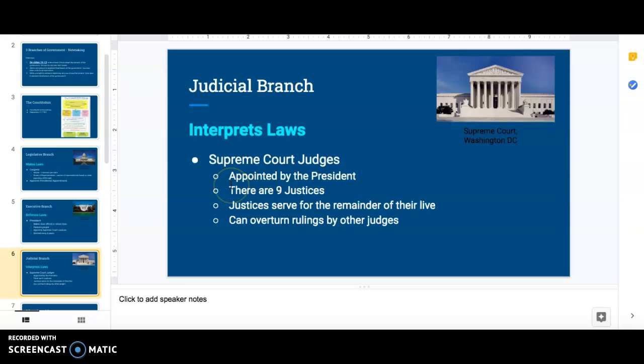The Supreme Court is in charge of the judicial branch. Supreme Court judges, once again, are appointed, which means recommended by the president. There are 9 of them.